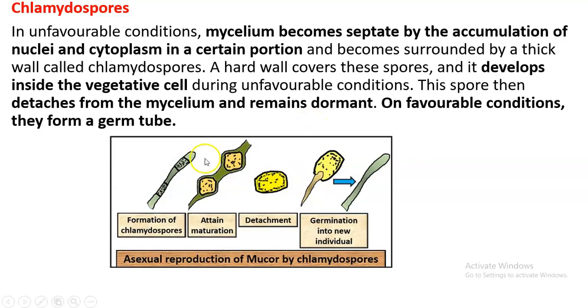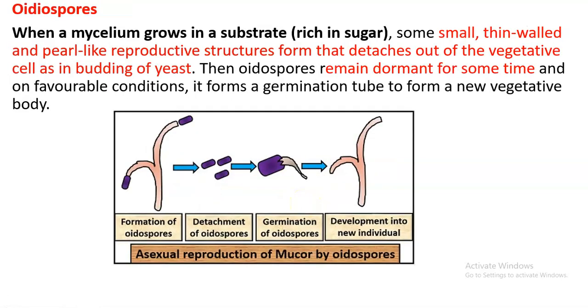Then chlamydospores. Similarly, as in the case of Rhizopus, one particular intercalary region of the mycelium gets septated, aggregating cytoplasm and nuclei, and it will be detached from the body. During favorable condition, a new germ tube will be formed, which will form a new mycelium. In the case of oidospores, when the mycelium is growing in a substrate which is rich in sugar, for example bread, pearl-like reproductive structures will be formed at the tip of the mycelium and detached. Then they will germinate into a new mycelium.